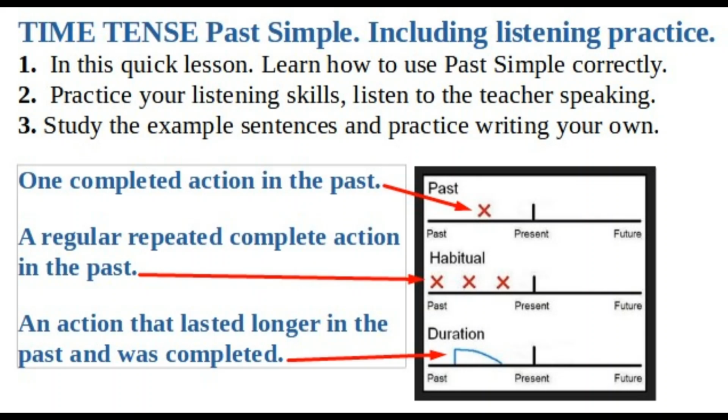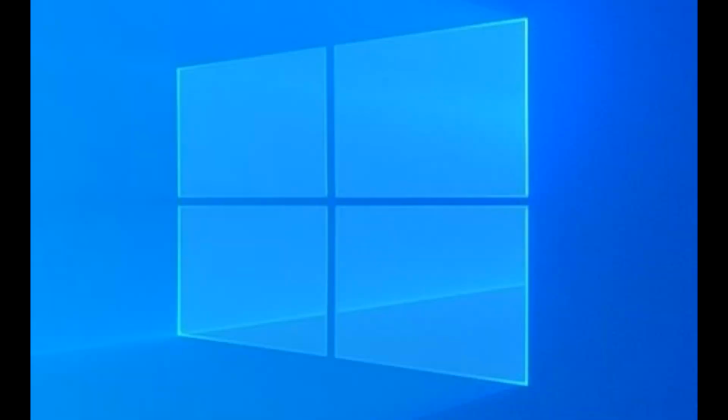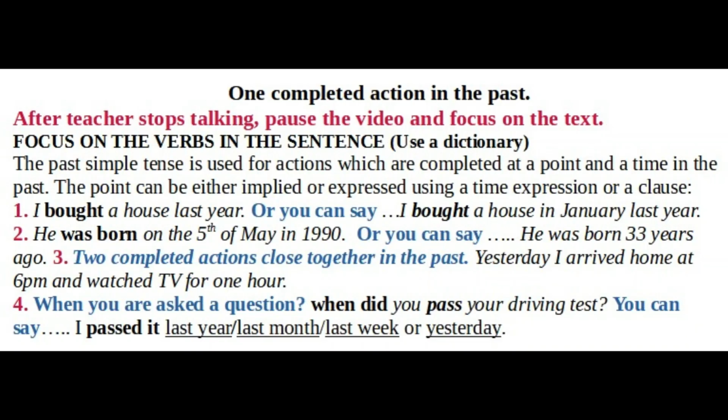Past simple is one completed action in the past, a regular repeated complete action in the past, or an action that lasted longer in the past and was completed. One completed action in the past.